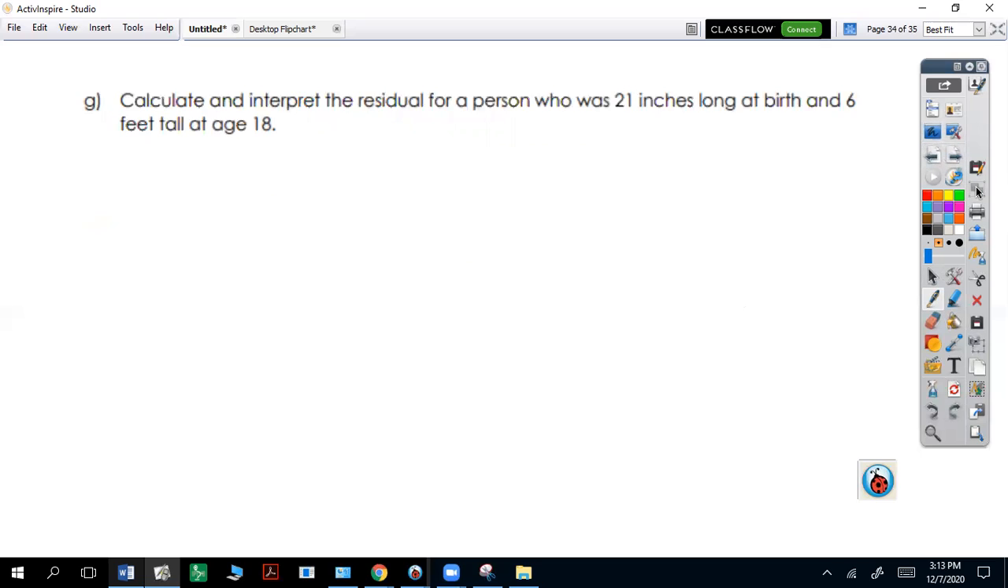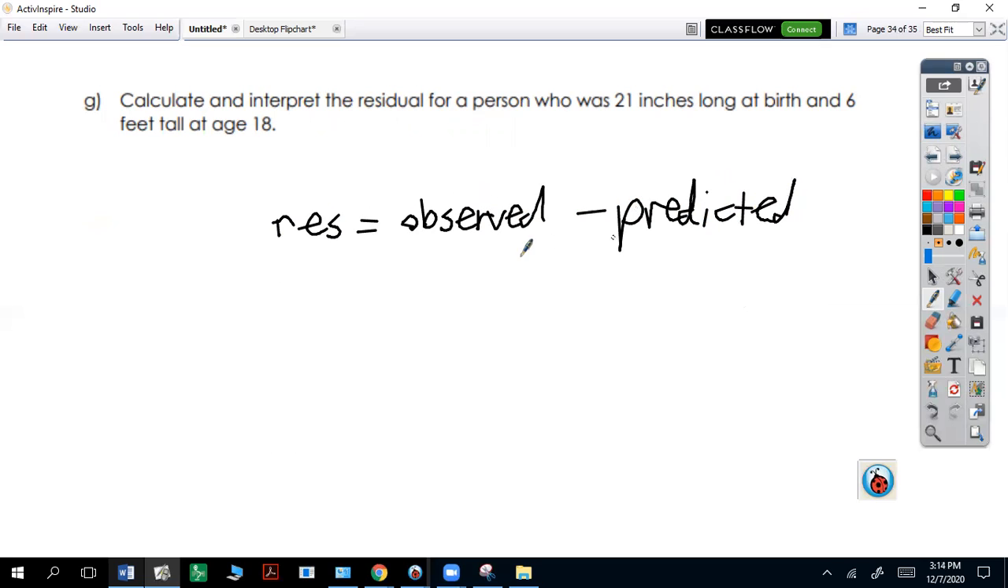Last one. Calculate and interpret the residual for a person who is 21 inches long at birth and 6 feet tall at 18. So residual is the observed minus predicted. So y minus y hat.